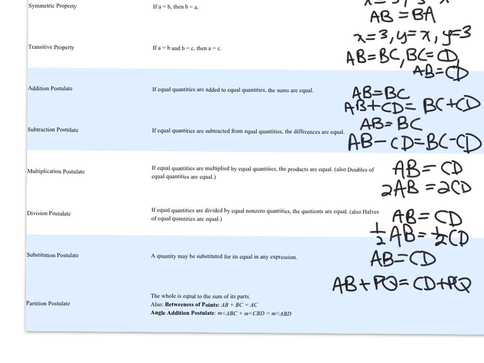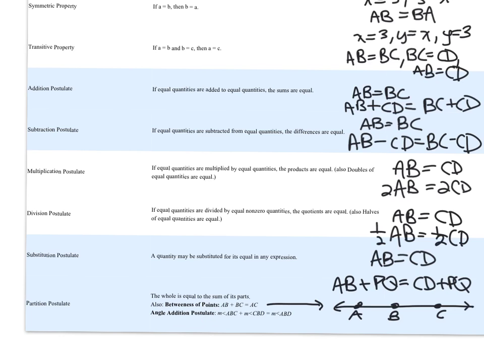The partition postulate states that the whole is equal to the sum of its parts. So here we have some good examples. Also the betweenness of points, so AB plus BC equals AC. It's easier to see this when you're actually talking on a line. If this is A, B, and C, they're saying that AB plus BC equals AC, which makes sense because they're sharing a point. You'll notice that in some of the examples up here I had where they shared a point.